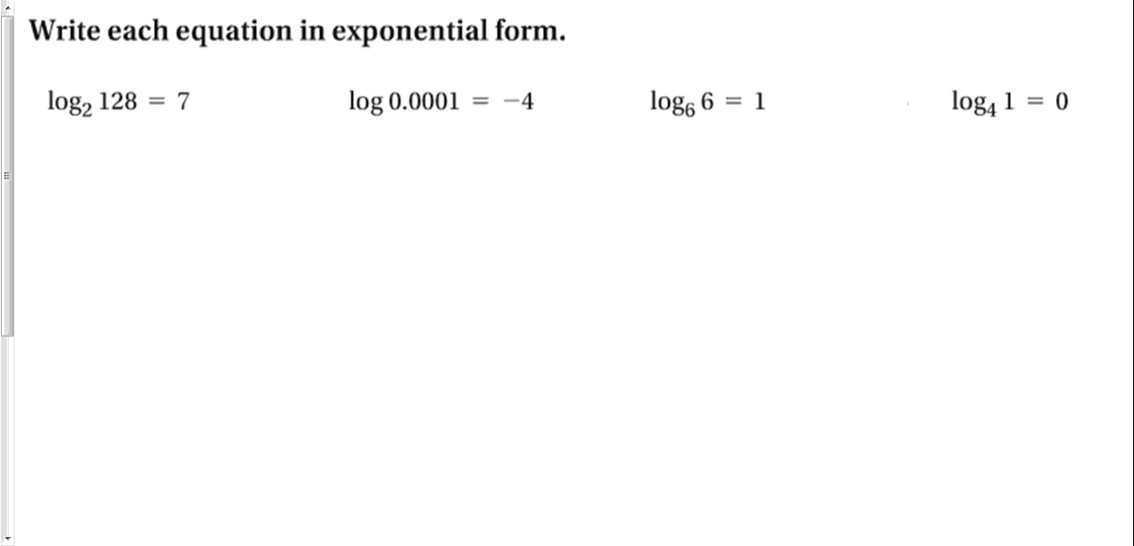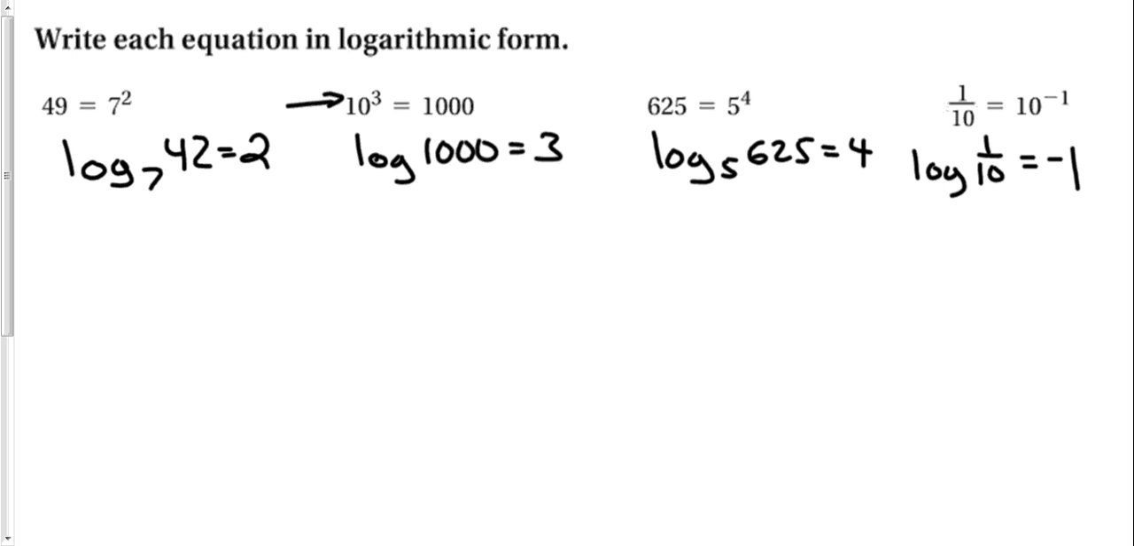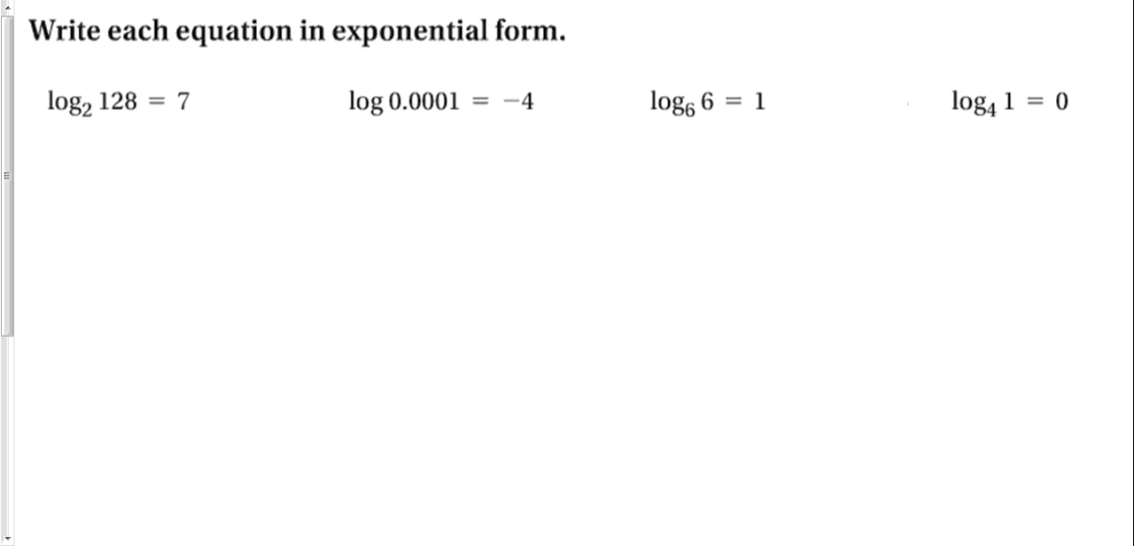So, the opposite of this page, changing everything to a logarithm, on this page we're changing it to an exponent. The base is here. The exponent is here. The answer is the big number on here. So we have 2 to the 7th equals 128. For this one, there is no base, which means base 10. So 10 to the -4th power equals 0.0001.